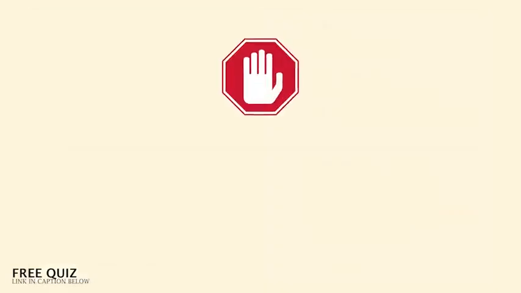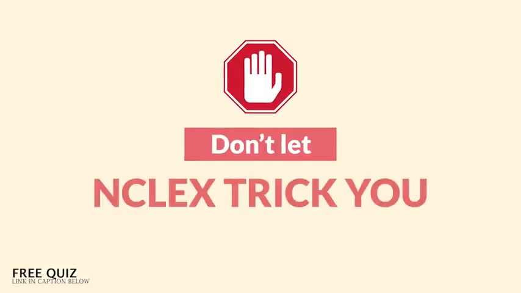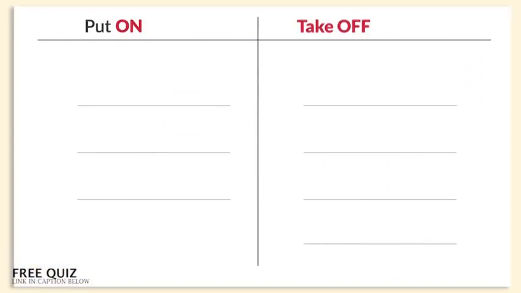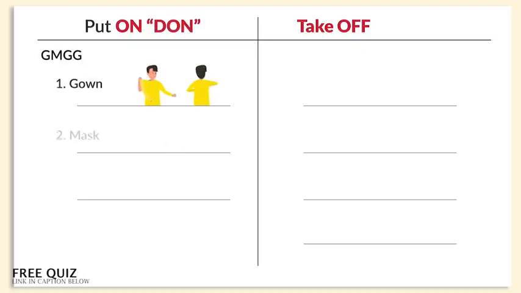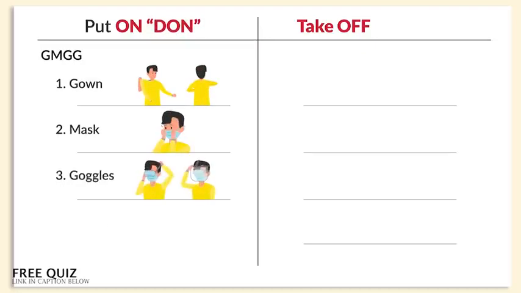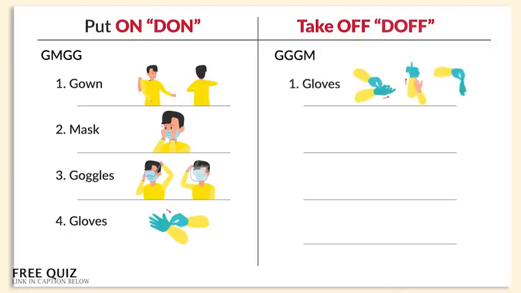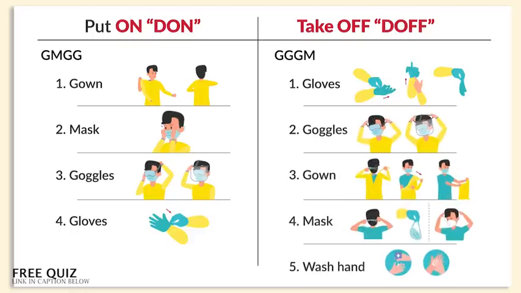Now, a little side note here. Don't let the NCLEX trick you here with those fundamental questions when you're putting on and taking off PPE. So when you put on, or don, PPE, just think the gown goes first, the mask second, goggles, and then lastly gloves. And it's almost the exact opposite when you're taking off, or doffing. Gloves are first, then the goggles, and here's the tricky one, the gown third, and then lastly the mask fourth.